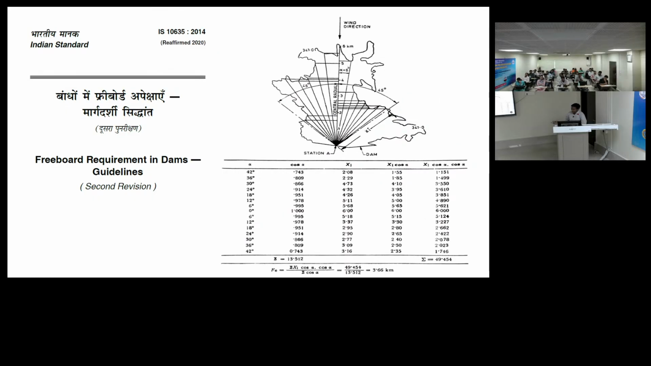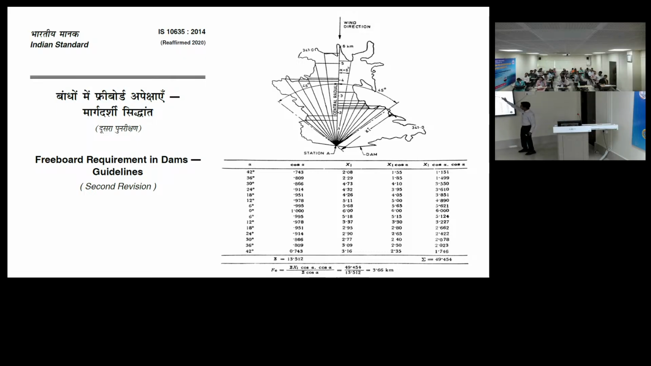So almost we have finalized everything, FRL, MWL. The only thing remaining is freeboard. So we have a dedicated code for freeboard calculations, IS 10635. So if this is a dam, this is called fetch. Freeboard is basically because of the wind. Due to wind there will be some wave generation, right? Wave generation, all those things.